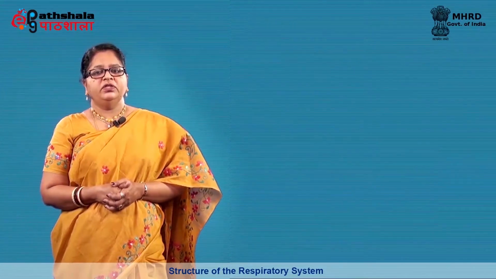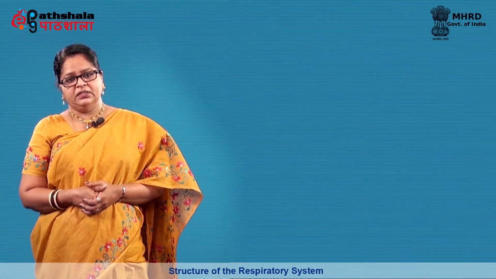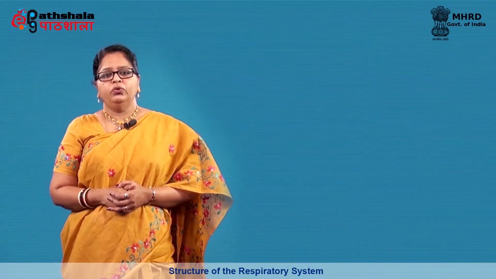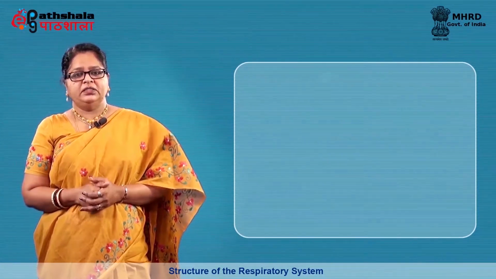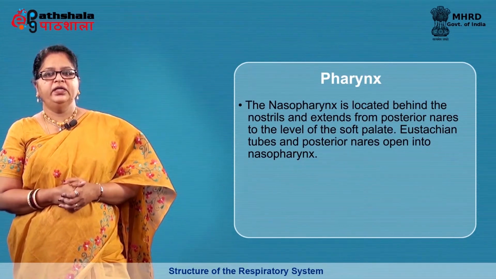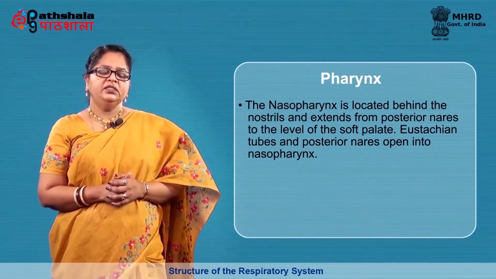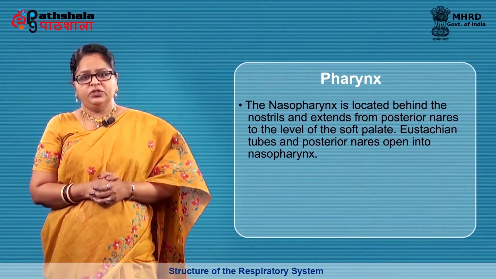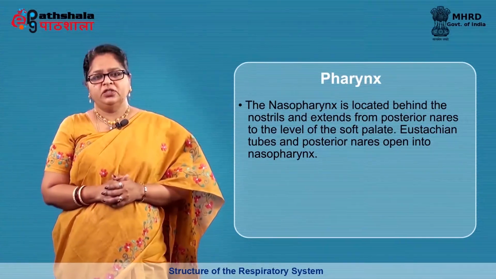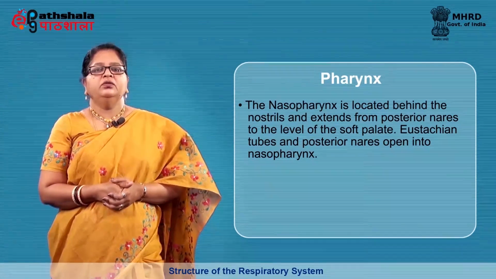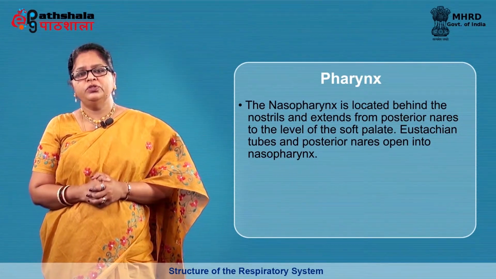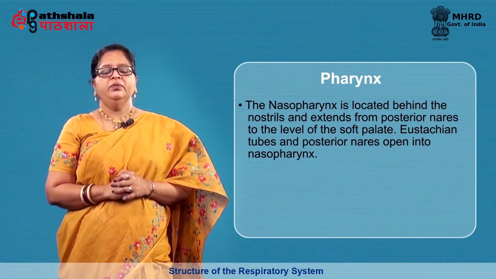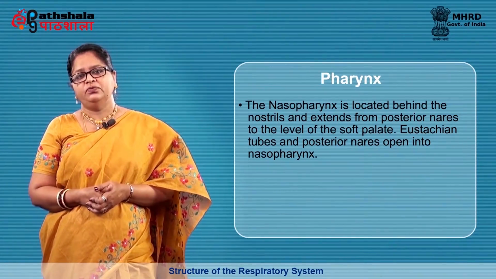The next region of the respiratory tract is the pharynx. This also consists of 3 regions, namely the naso-, oro-, and laryngopharynx. The nasopharynx is located behind the nostrils and extends from the posterior nares to the level of the soft palate. The eustachian tubes. Now, I should ask you, what are the eustachian tubes? These are the auditory tubes, or the tubes which link the nasopharynx to the middle ear. These eustachian tubes and the posterior nares open into the nasopharynx.